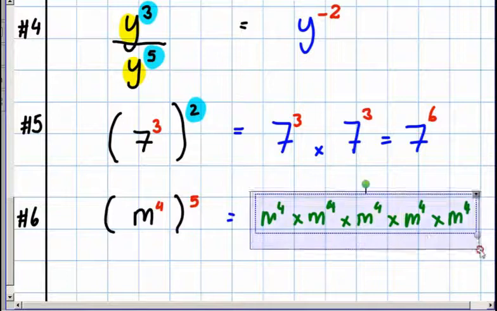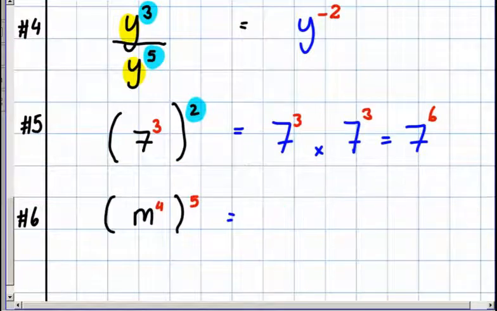But there's a far easier way. And this is what the method is. When you've got this within a bracket, instead of adding the 2 powers, this is the only one where you multiply them. So it's going to be m to the power of 4 times 5, 20. Okay.